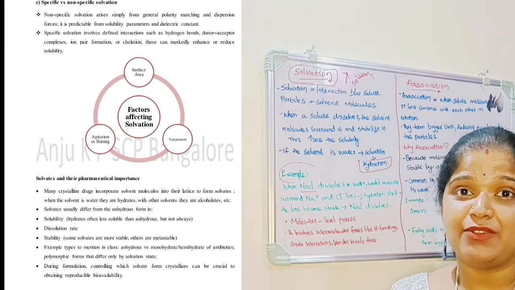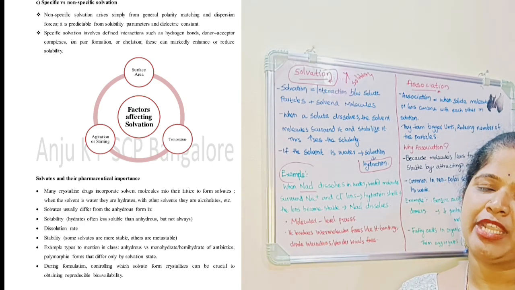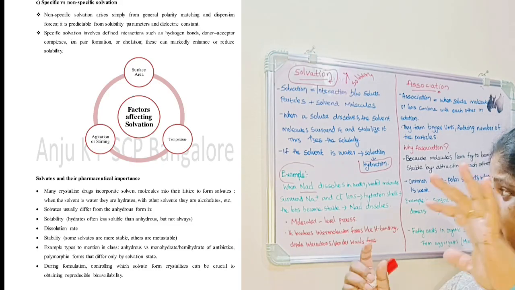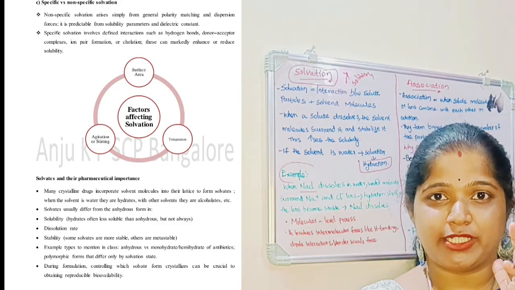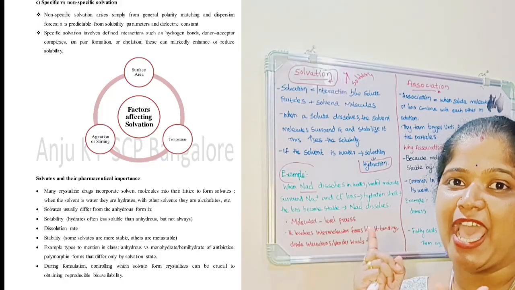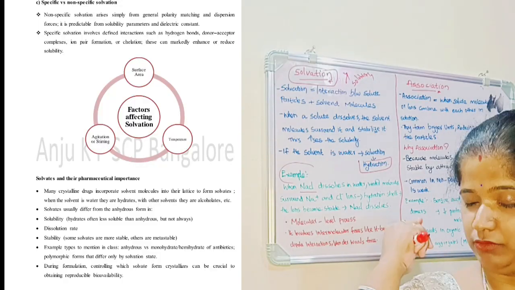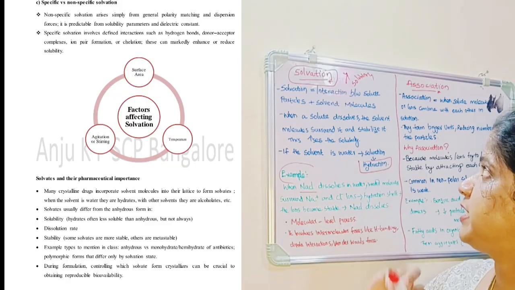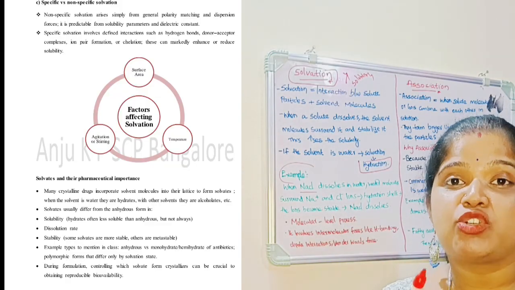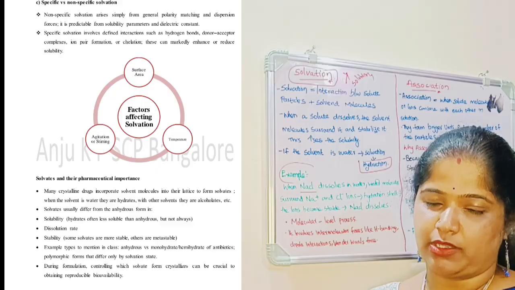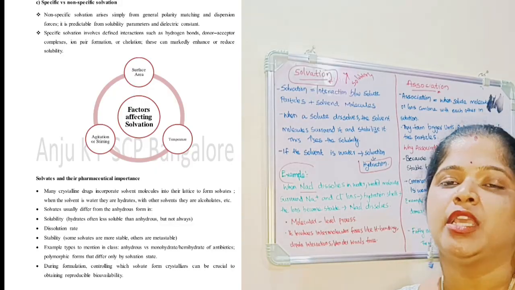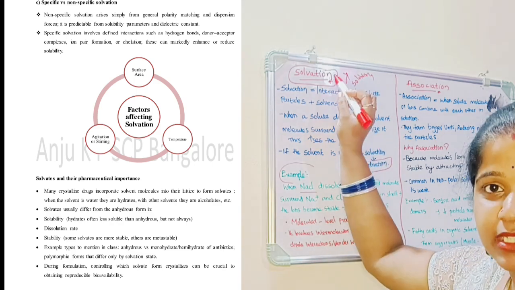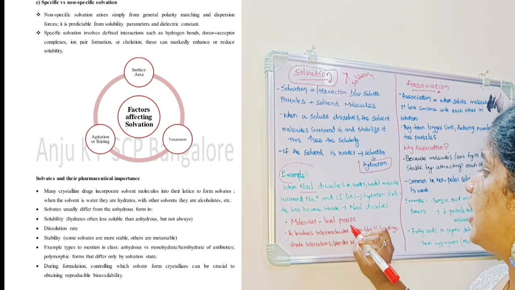solvation, and glucose in water is an example of solvation, and iodine in hexane is an example of solvation. What are the examples? NaCl in water, glucose in water, and iodine in hexane. Keep it in mind, solvation is common for polar solutes. Polar solutes will dissolve in polar solvents. We can say solvation is a molecular level process.